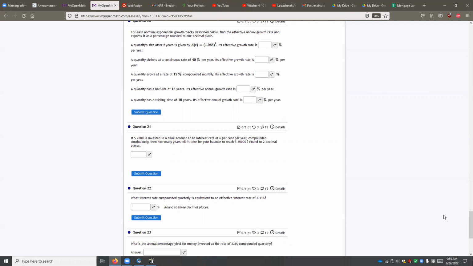So we're told that 7,000 is invested in a bank account with an interest rate of 6% compounded continuously. Okay. How long to reach? How long to reach? Was it 20,000?